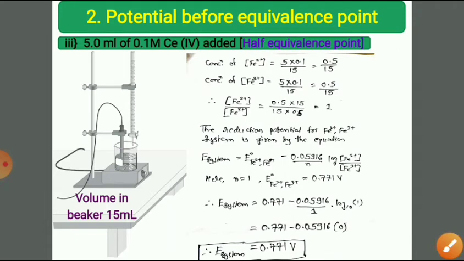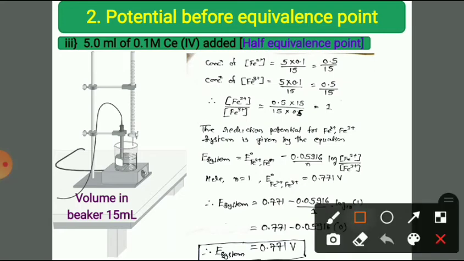Now we will try to calculate the potential before the equivalence point, that is at the half equivalence point. That means after addition of 5 ml of 0.1 molar cerium-4 plus. After adding 5 ml of cerium-4 solution, the volume inside the beaker becomes 15 ml. At this point we have to calculate the concentration of Fe2+ and Fe3+.